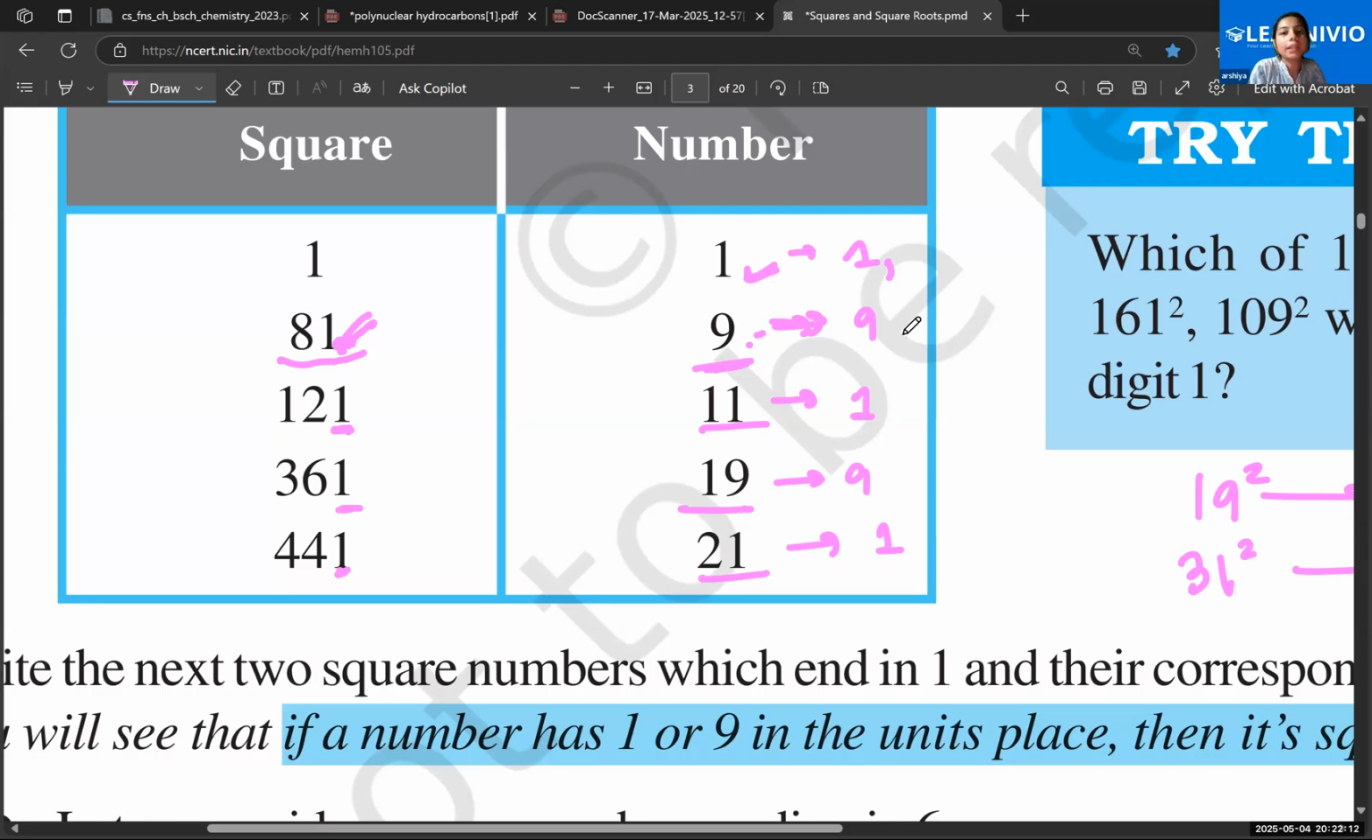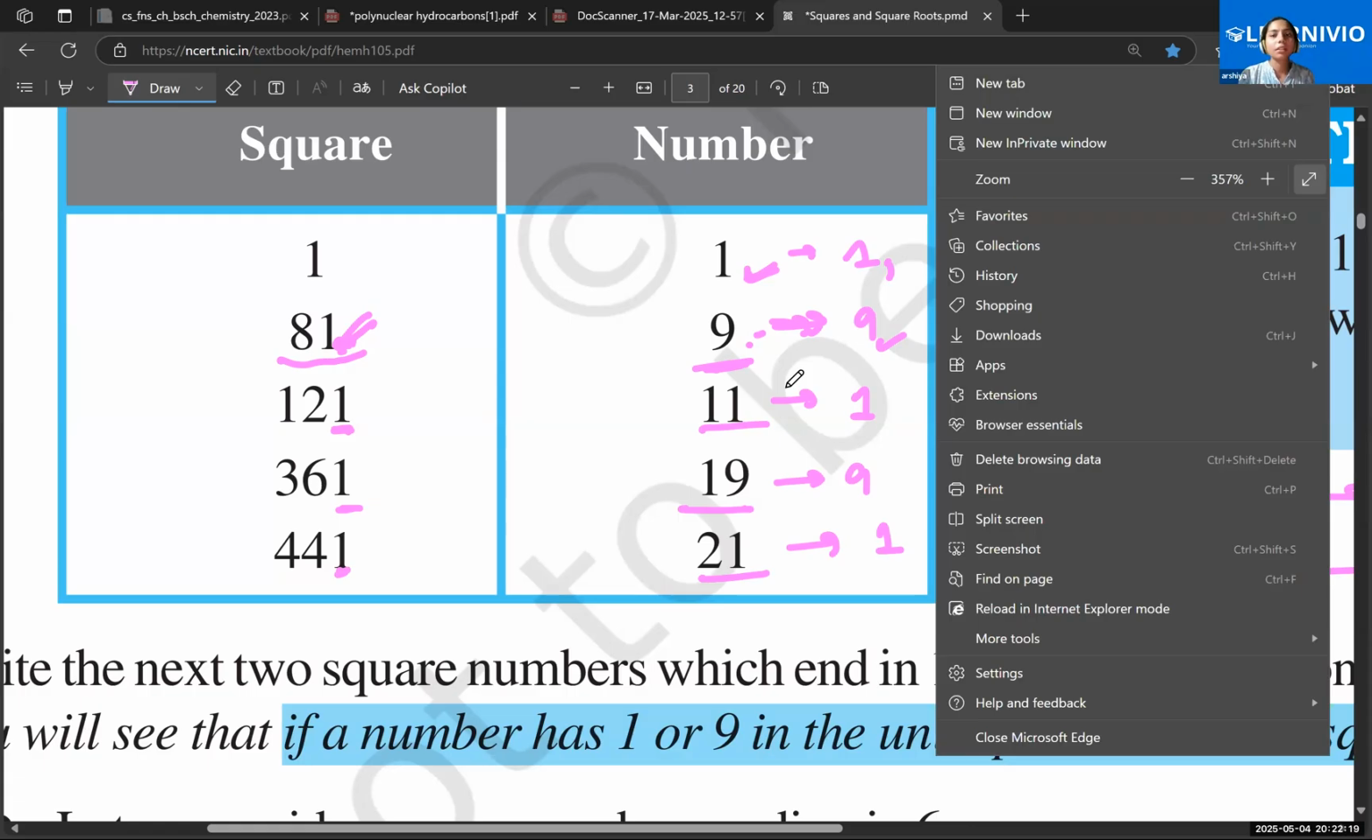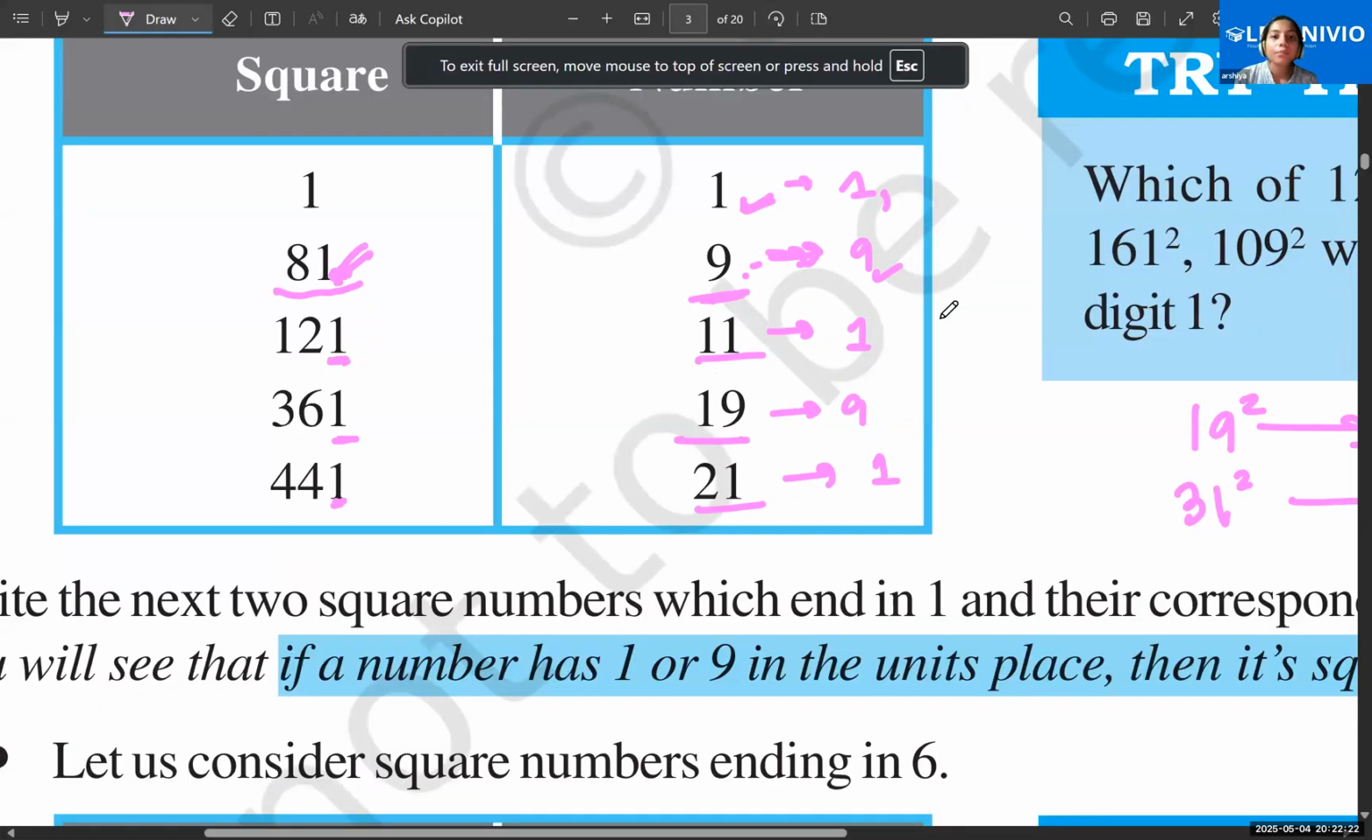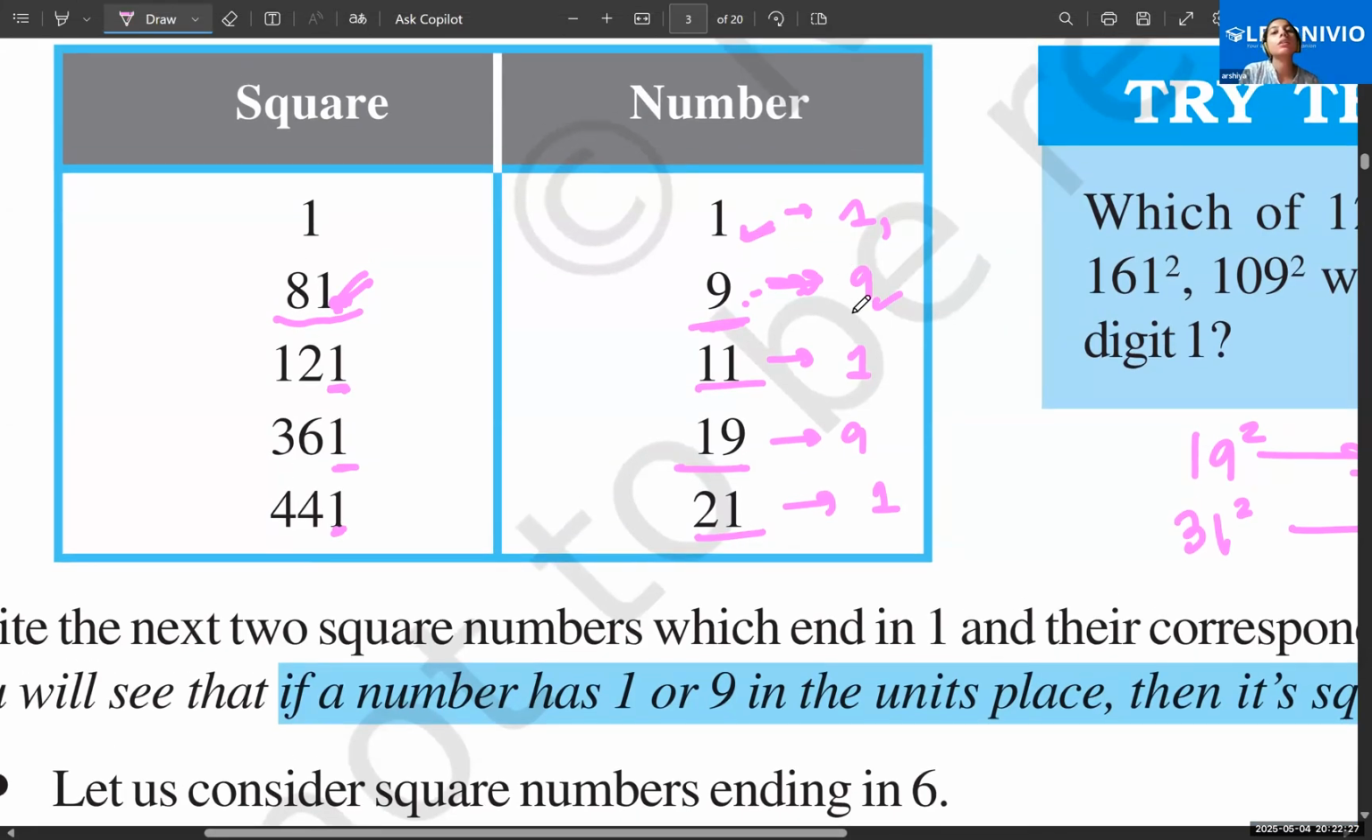Okay. Yes, mom. Should I repeat? No, mom, I heard you. Okay, so the pattern is, if we're talking about a number, in its ones place it should either have 1 or 9. Now, what will happen if there's 1 or 9? When we do the square of that particular number, always in the ones place there'll be 1. Clear? Yes, mom.